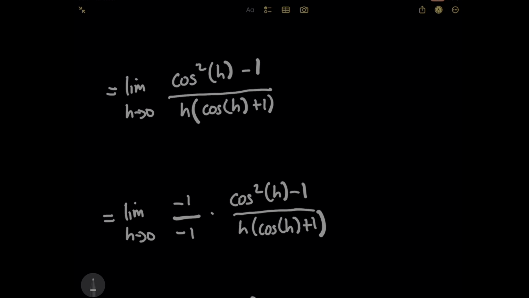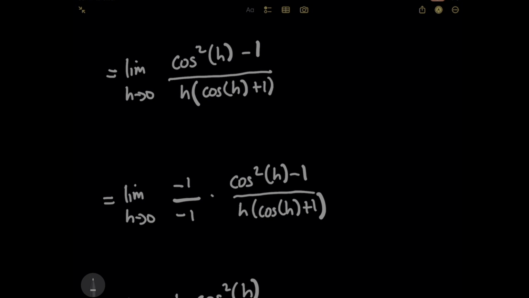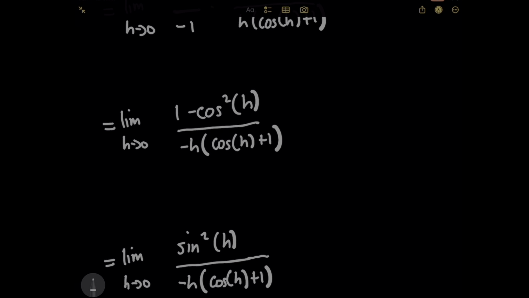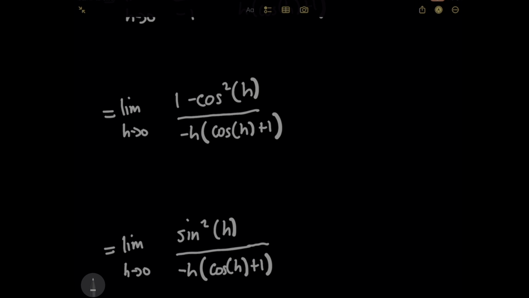Okay, moving forward now, I can't substitute in for sine squared of h above because that would require 1 minus cosine squared of h. But what we can do to manipulate this is multiply both the top and the bottom by a -1. So I'm going to do that here. That allows me to rewrite this limit expression as 1 minus cosine squared of h on the top, and then the bottom will just have this -1 factor in front of h.